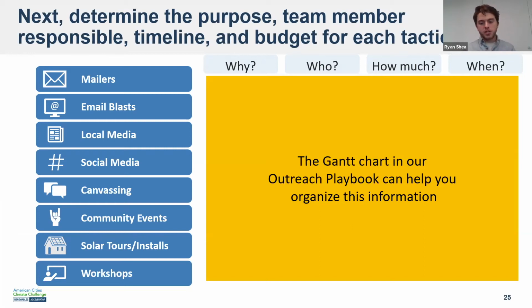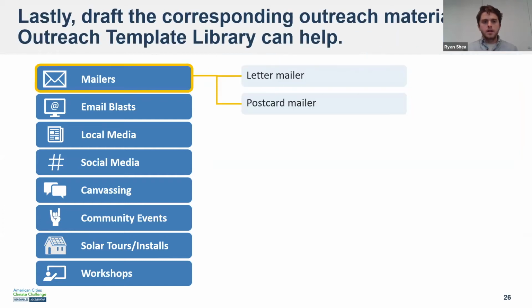After this session, we're going to have about 20 or 25 minutes for each city to have their own individual breakout and work with our outreach playbook template to start identifying the message, the messengers, and your outreach strategy. In that file, this Gantt chart can be a helpful way to start answering those questions for each of those tactics. Lastly, after you've done all of that, it's time to actually develop the materials.